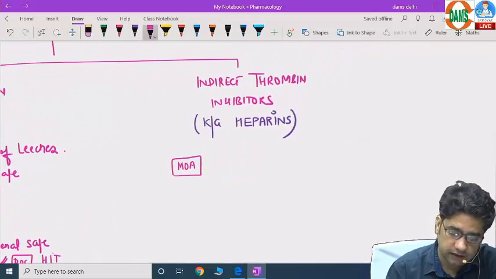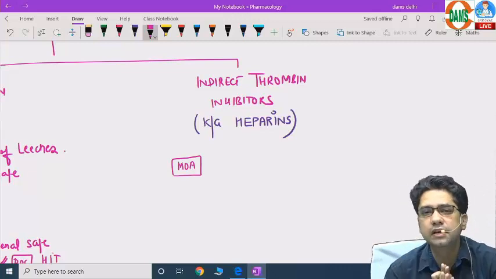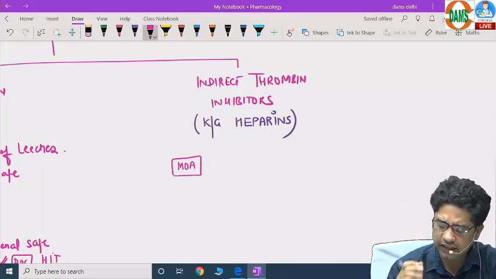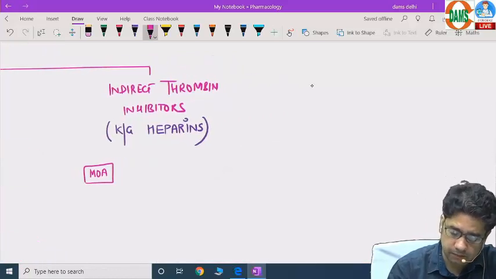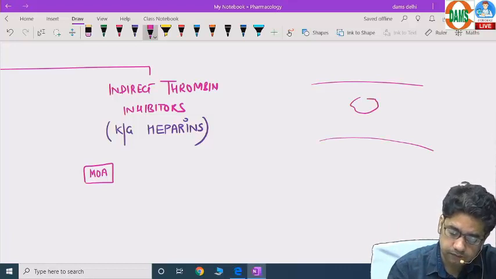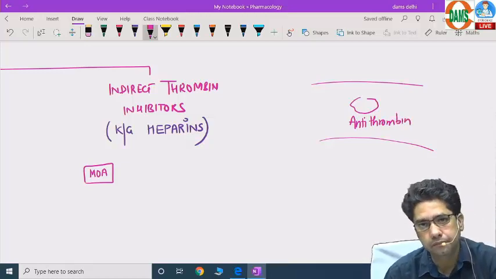Now, sir, we have written it is an indirect thrombin inhibitor. मतलब ये भी thrombin को inhibit करेगा, but some indirect method. How? Very simple. Sir, in our blood, don't draw this diagram, we have one molecule. That molecule name is antithrombin.